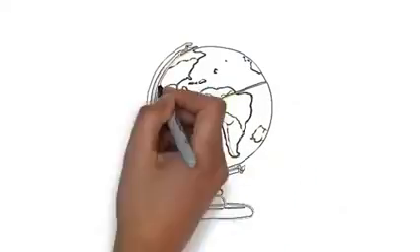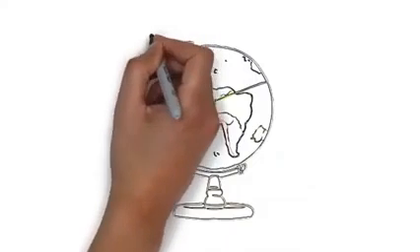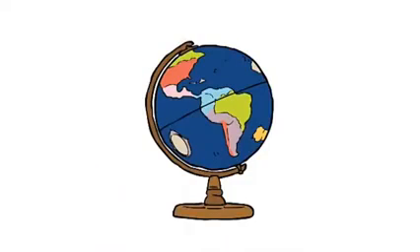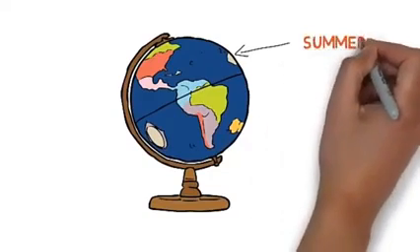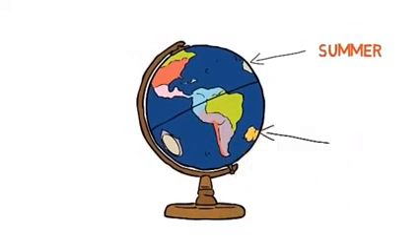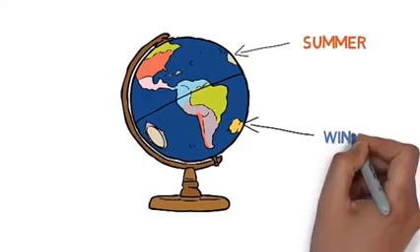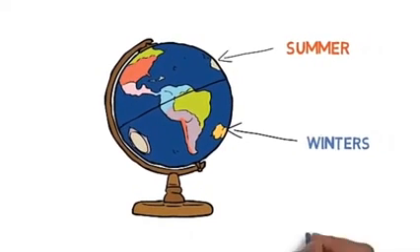It is important to understand that the seasons north of the equator are opposite to the seasons south of the equator. So if Northern Hemisphere is experiencing summer, Southern Hemisphere will experience winters and vice versa.